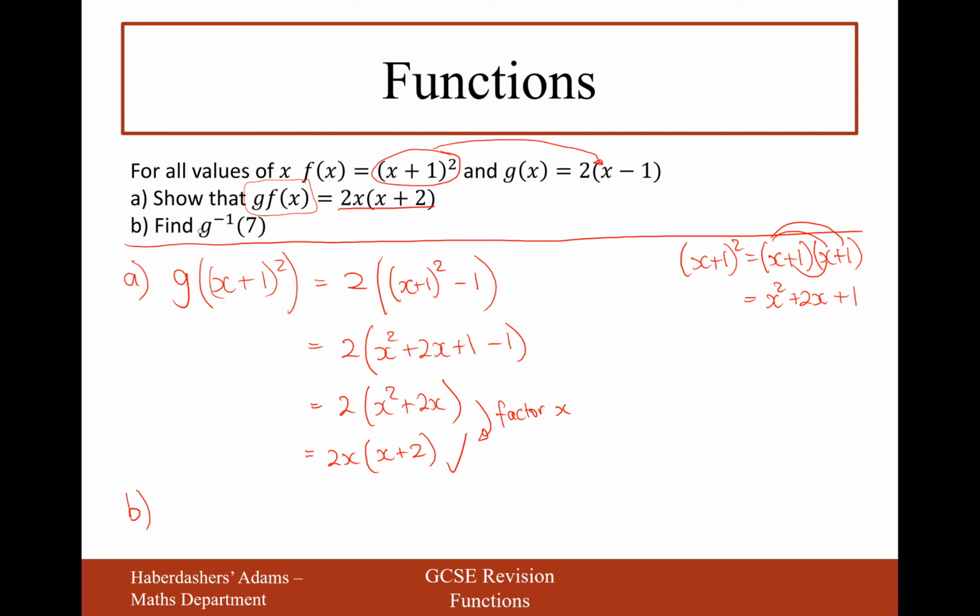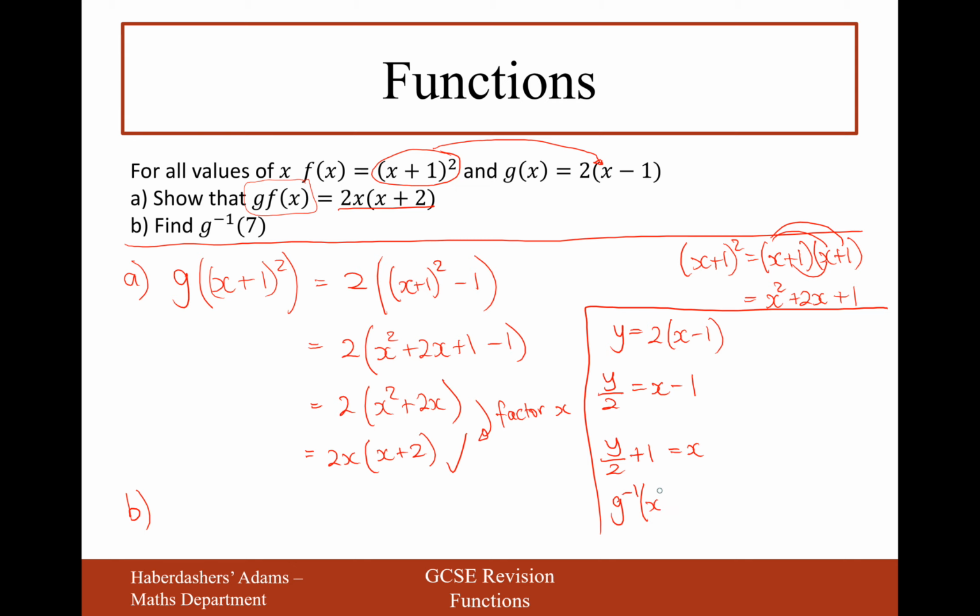Moving on to part B then, g inverse of 7. First I need to work out what g inverse is, and I'm running out of space here a little bit, so I'll move over here. So y equals 2 bracket x minus 1. I need to find g inverse first, so I'm going to divide by 2, and then add 1. So my g inverse function is equal to x over 2 plus 1.